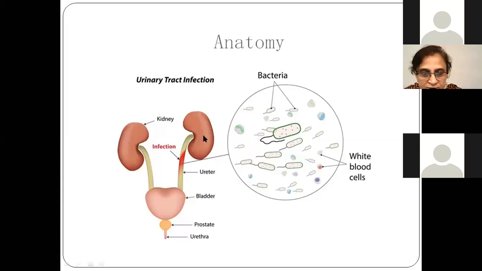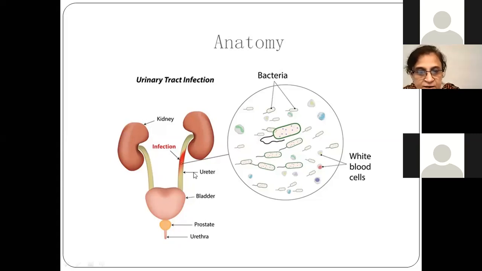There's a pair of kidneys. From the kidneys, ureters arise. The ureters empty in the urinary bladder, and the bladder in turn empties via the urethra to the exterior. And in males, there's another organ, the prostate, which is present. The urethra has to pass through the prostate, and then it empties to the exterior.